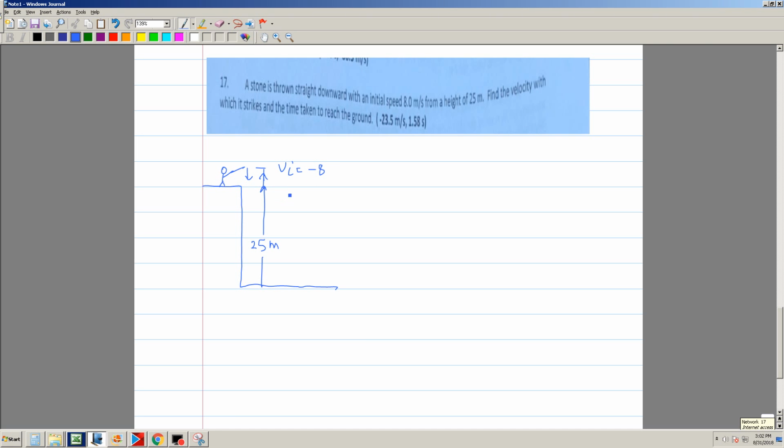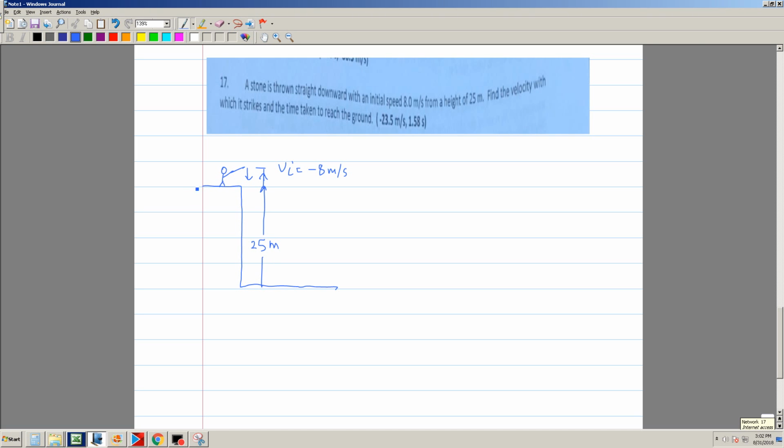-8, and since it's downward, you put a negative. If you had thrown it up, you put a positive. So meters per second from a height. Find the velocity at which it strikes and the time to reach the ground. Okay.